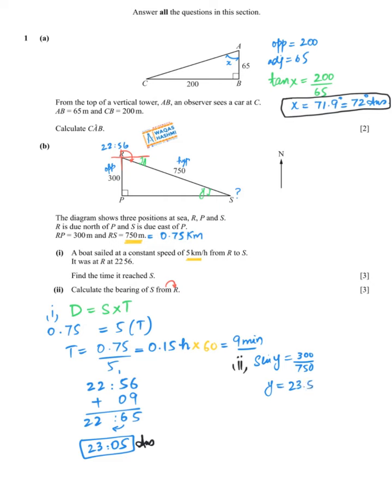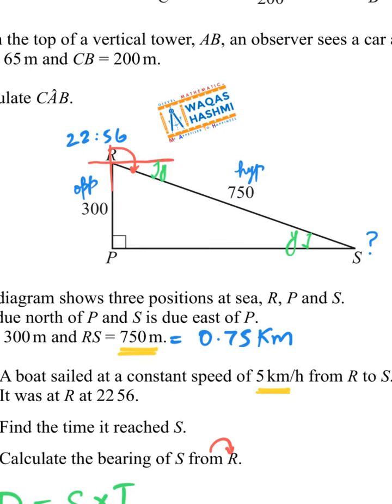23.57 degrees. Now to find the bearing theta, all you need to do is, when you observe that from this point to this point we have 90 degrees, we need to add angle Y to find the bearing, right?